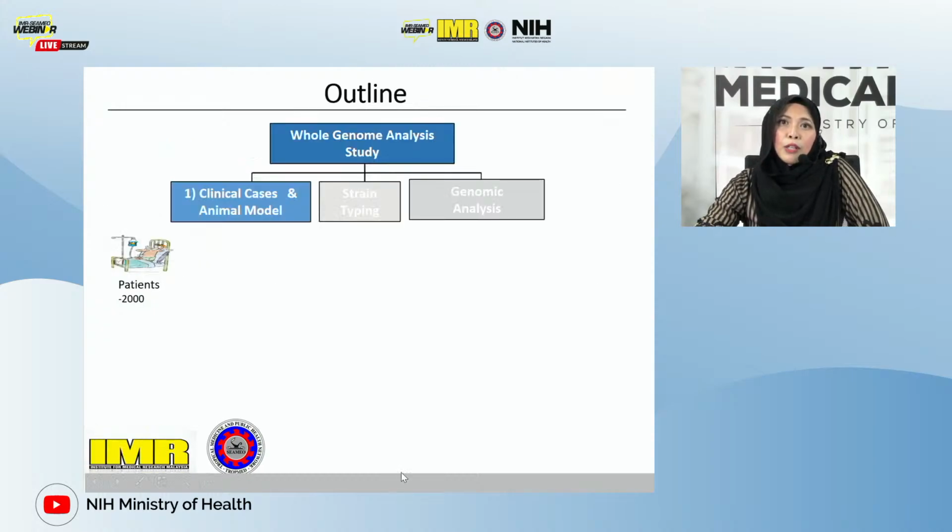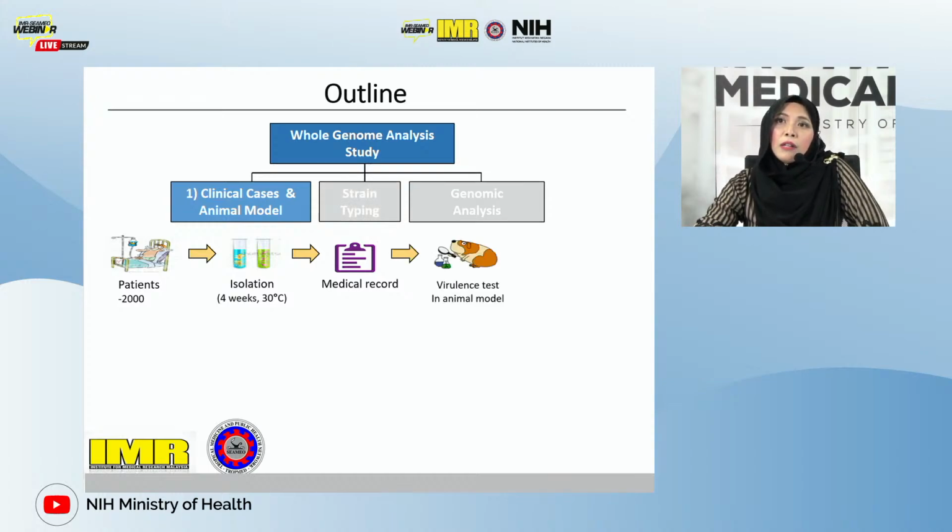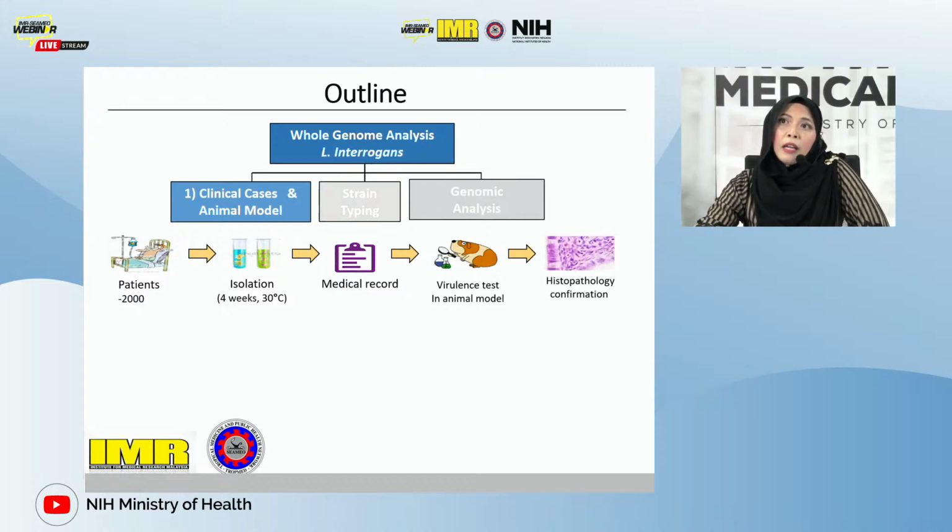For the first objective, around 2,000 blood samples of patients suspected of acute leptospirosis were collected and cultured for Leptospira, and a positive isolate was traced for the medical record. The isolate was then subjected to virulence tests in an animal model, and the findings of histopathology were the confirmation.